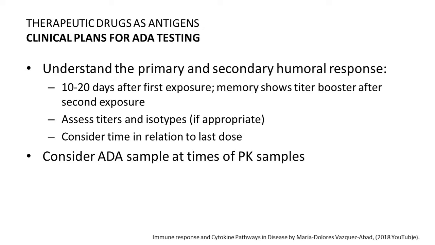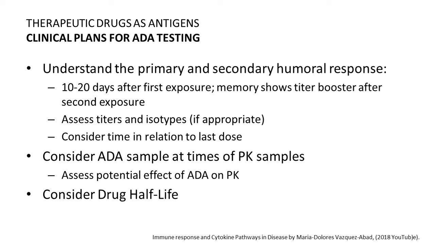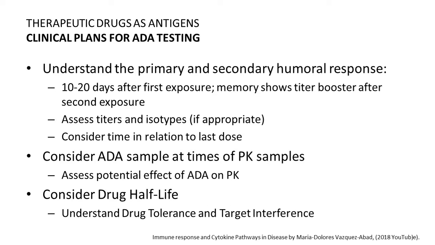As I mentioned before, consider if you can plan for this, having your samples collected for anti-drug antibodies at times when you also have samples for pharmacokinetics, so you can actually see if there is any effect of anti-drug antibodies in the blood and the pharmacokinetics of those particular drugs. So you can assess if they're increasing or decreasing the drug concentration or half-life. The drug half-life is critical for understanding your responses to the drugs, because it will remain in the blood for a certain amount of time, and that can actually impact the anti-drug antibody assay and the results. That is referring to drug tolerance and also target interference that I will be talking about.